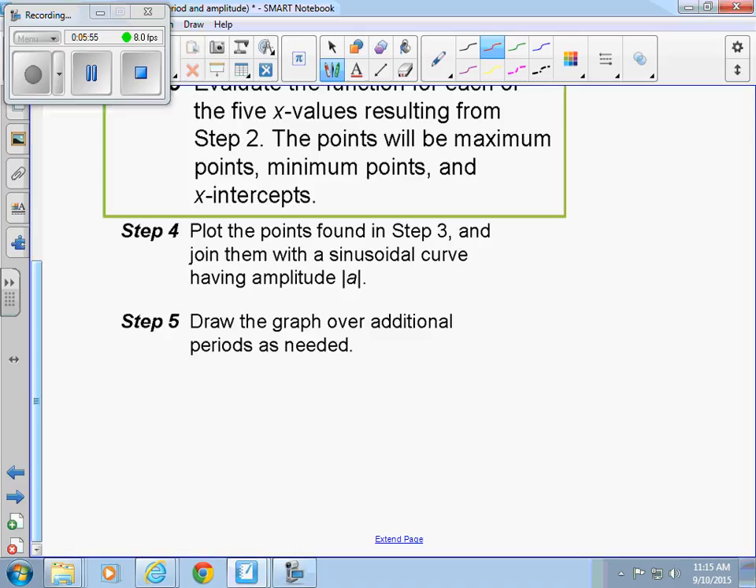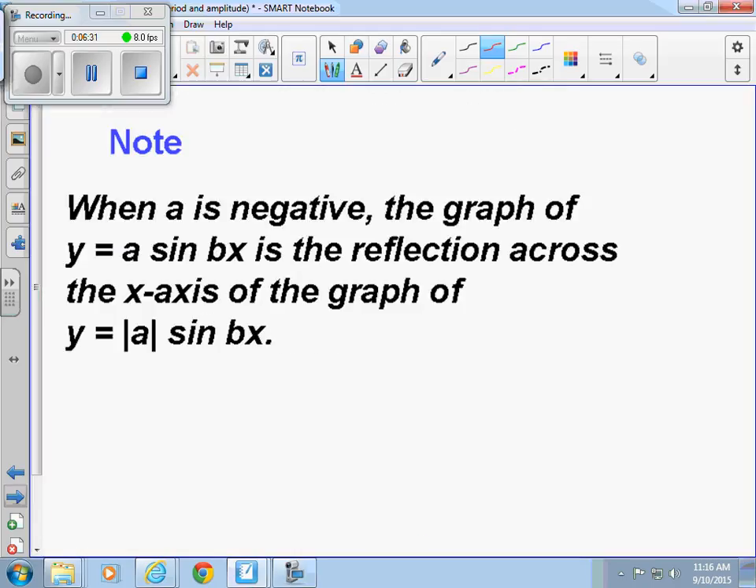Okay, step 4, plot the points. Join them with a curve with amplitude. So here's where they take into account the amplitude. Something they didn't mention was reflecting. If there is a reflection, do that as well. And then draw the graph over additional periods as needed. That means go look at the directions and see how much of it they told you to graph and answer the question accordingly. They say to graph 2 periods, graph 2 periods. They say to graph from negative pi to pi. Do it. Do whatever the question says.